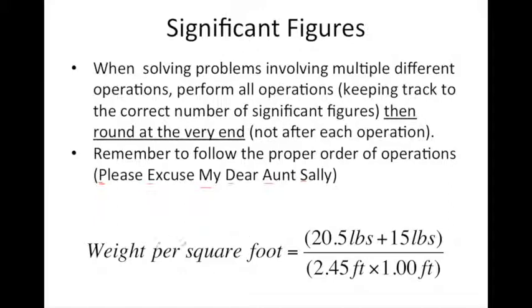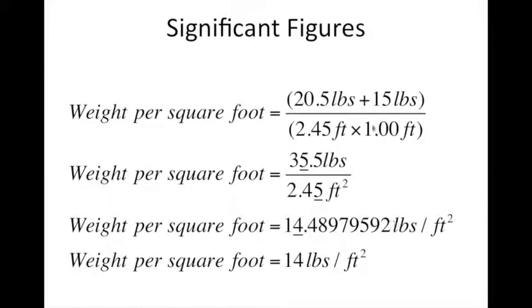You're asked to calculate the weight per square foot, and you're given this problem. Okay. So first thing we want to do is perform the operations in parentheses. So we're going to add these two together and multiply these two. Okay, so we're going to add the numbers on top, and that's going to give us 35.5 pounds. And we're going to multiply the numbers on the bottom, and that's going to give us 2.45 feet squared. Okay, our units should be feet times feet gives us feet squared.